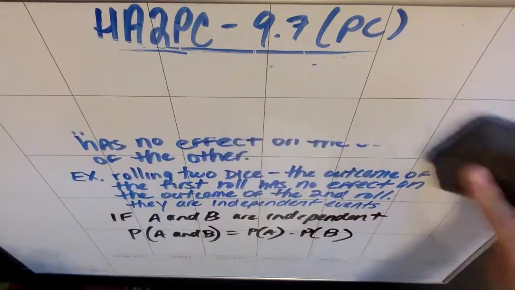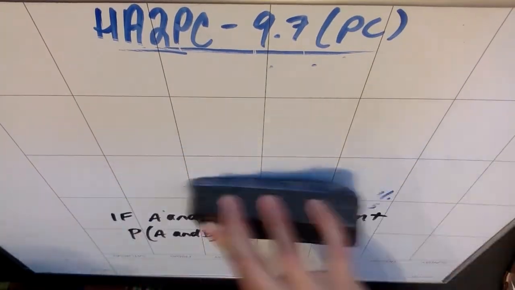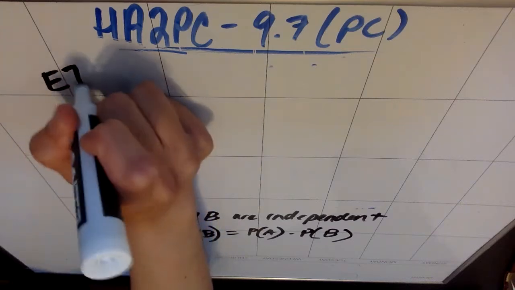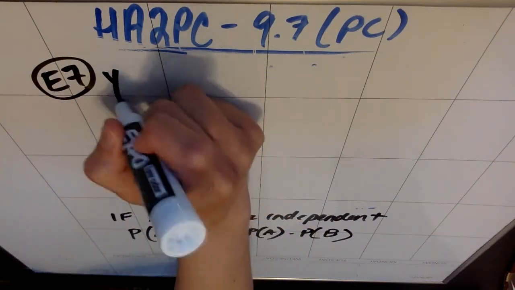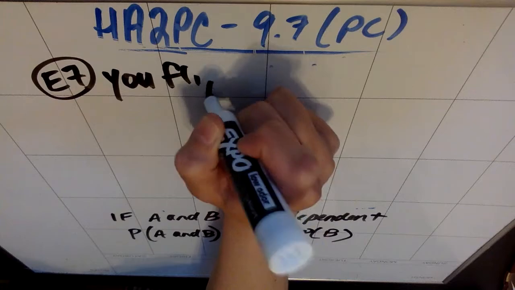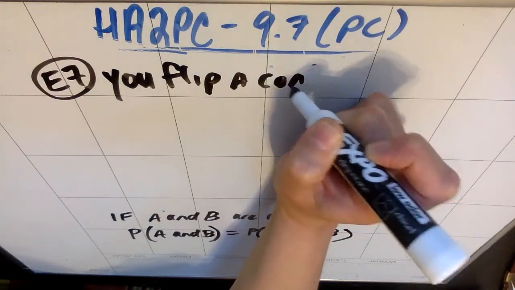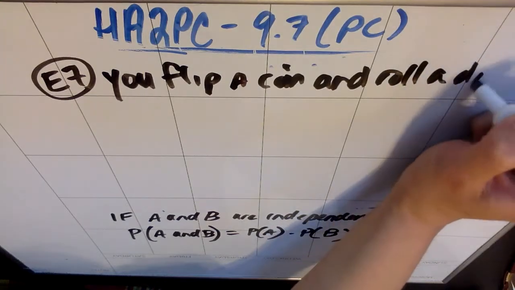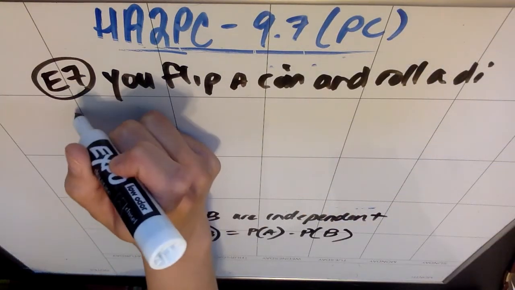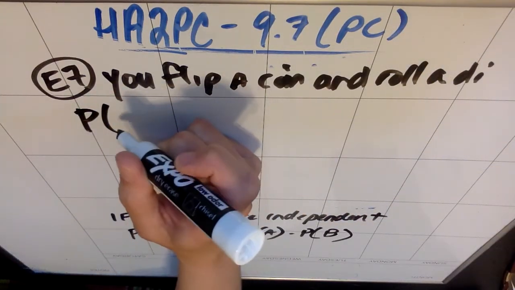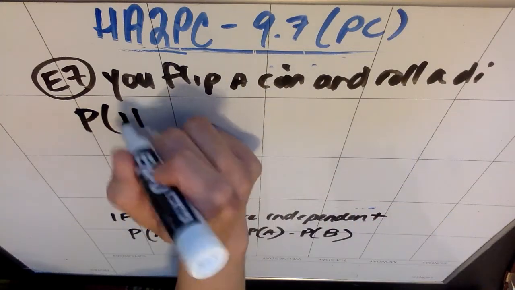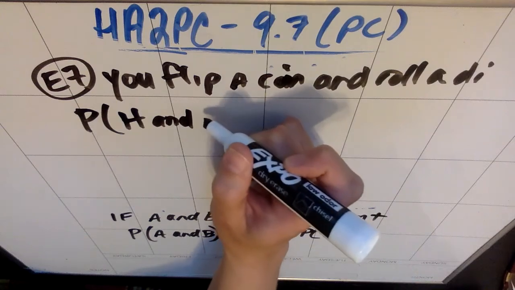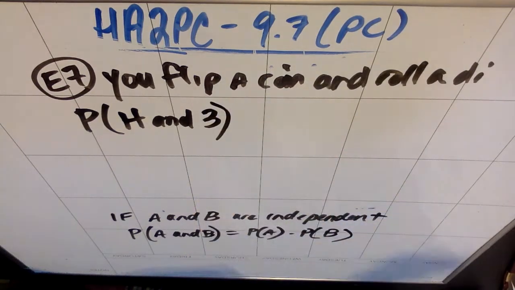So we should be on example 7. All right, so example 7. You flip a coin, and roll a die. I want to know what's the probability that you get a heads and, let's go with 3. Heads and 3, right?